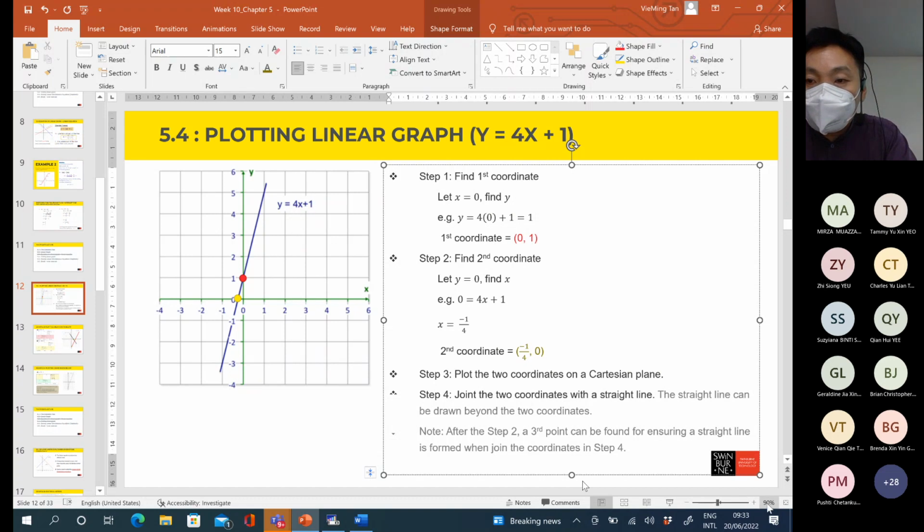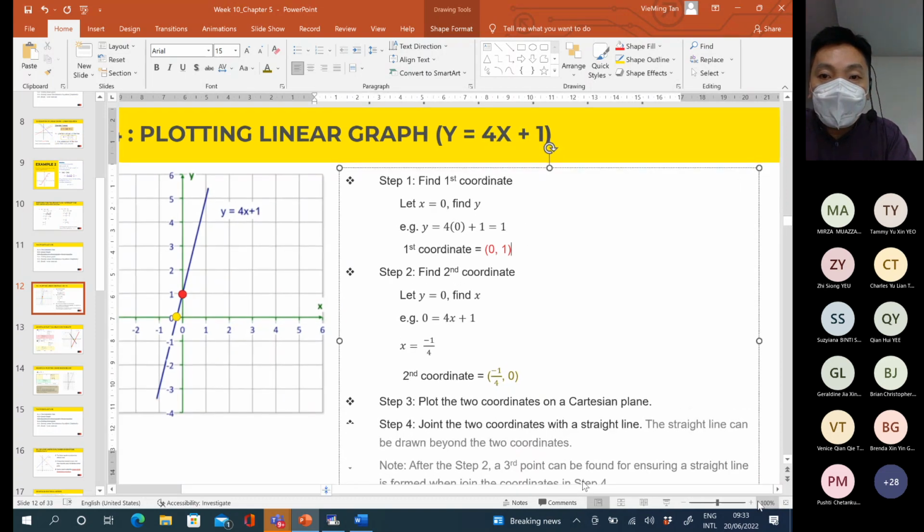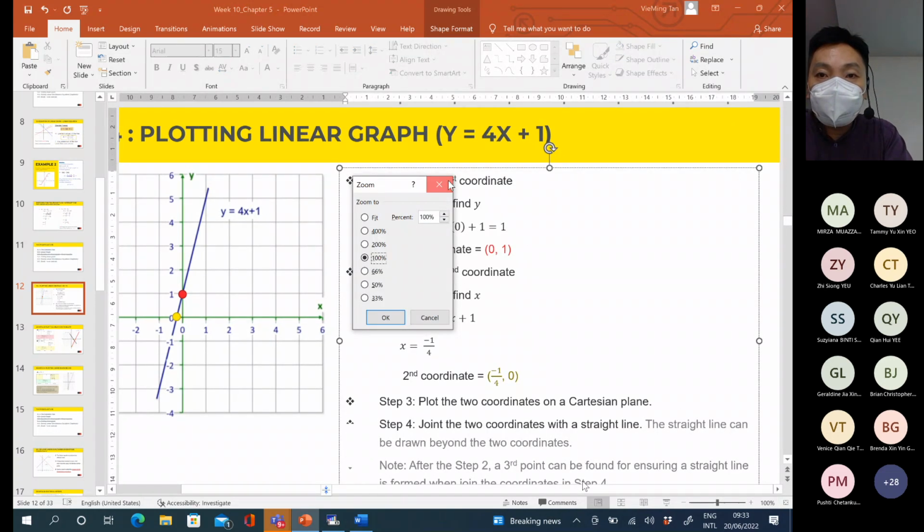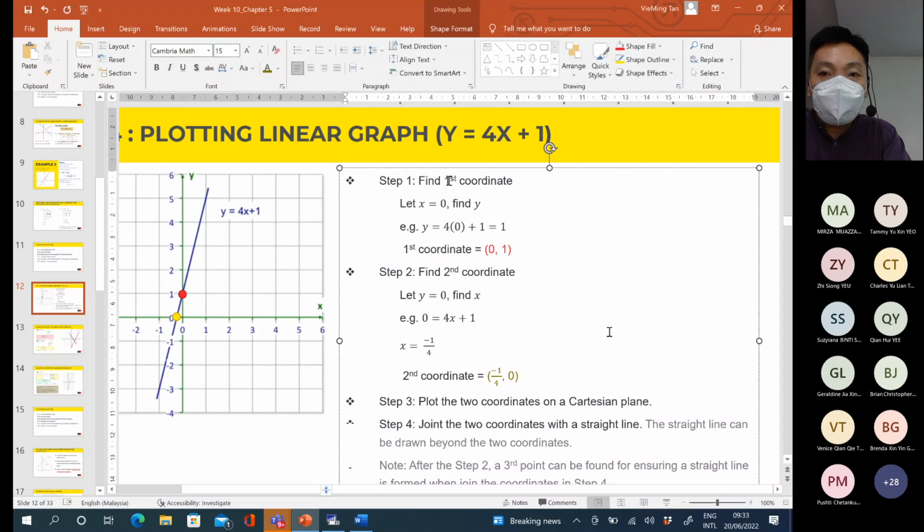I try to increase the size so that you can see. 0 is equal to 4x plus 1. Then we have to transpose the formula so that x will be the subject. So we move plus 1 to the left hand side and it becomes minus 1, then divide by 4. So x is equal to negative 1 over 4. That means the second point is (-1/4, 0), and this is the second coordinate.